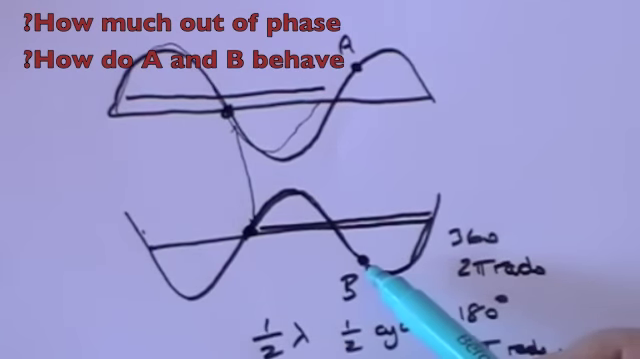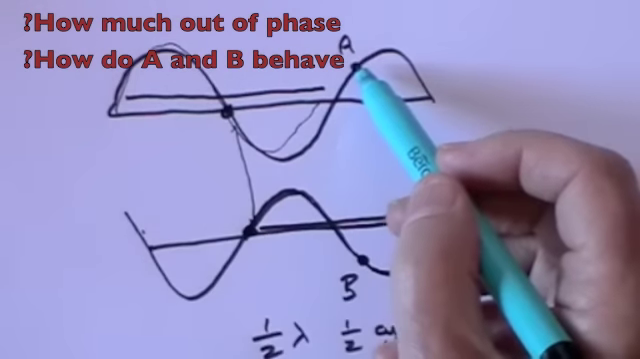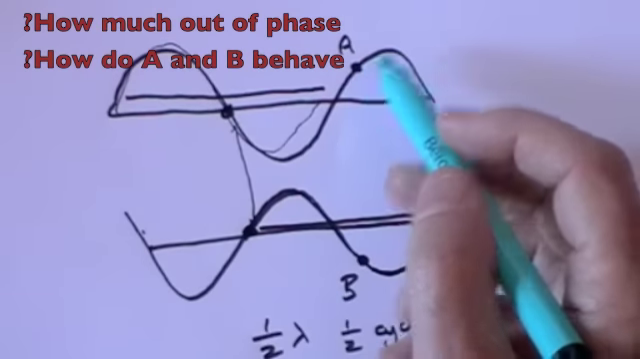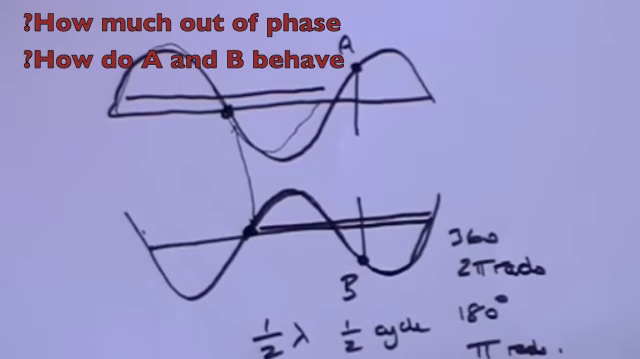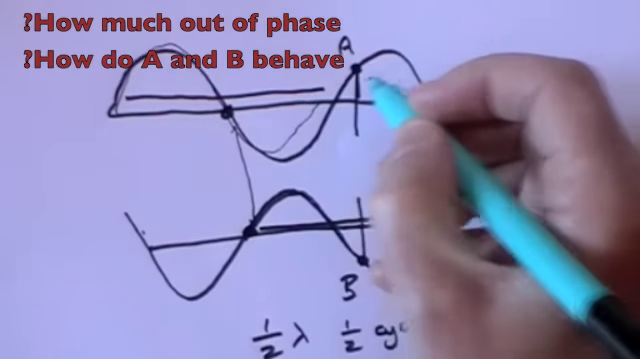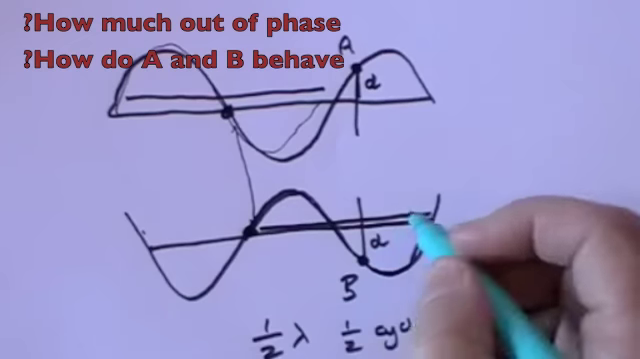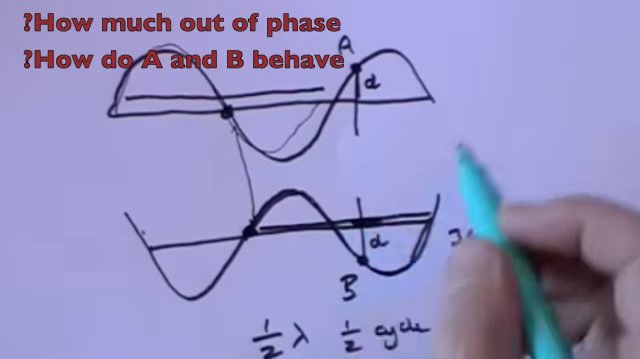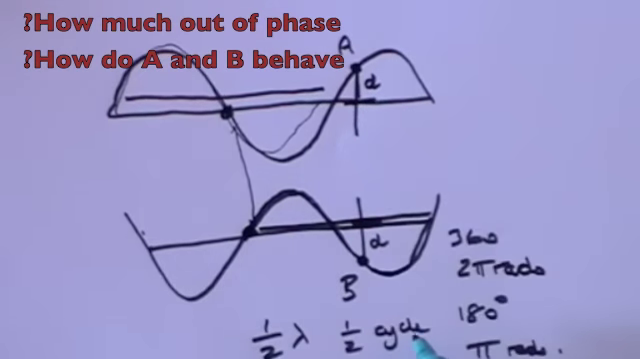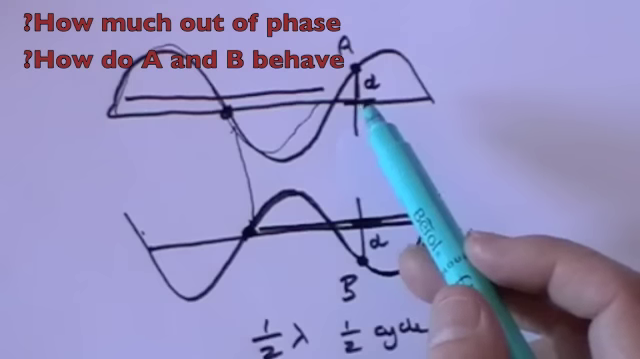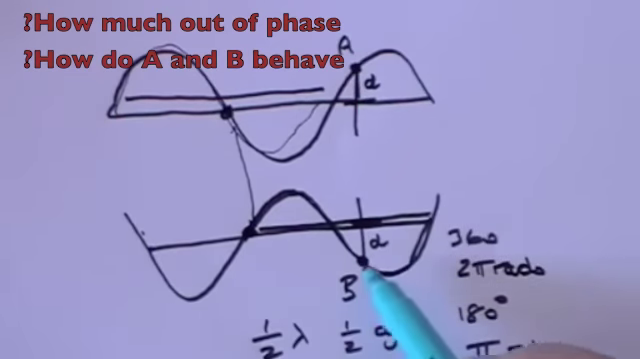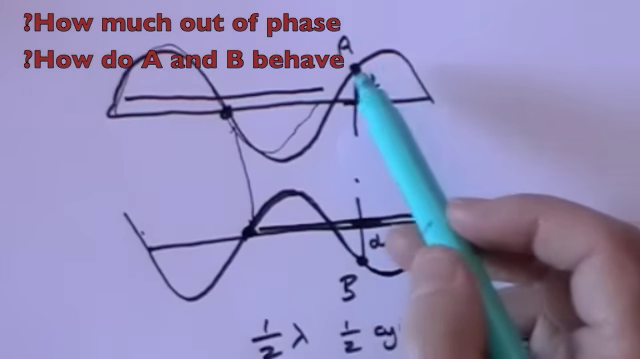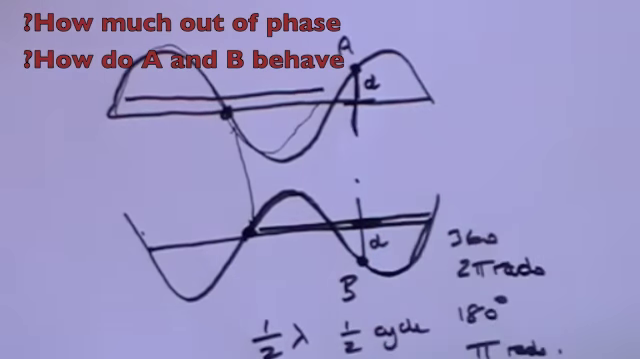Well, A and B are going to oscillate up and down, but they are going to be exactly out of phase. They will always be the same distance away from the median position, the mean position, but they will always be out of phase. So if A is above the line, B will be below the line. When B oscillates up, A will be oscillating down.